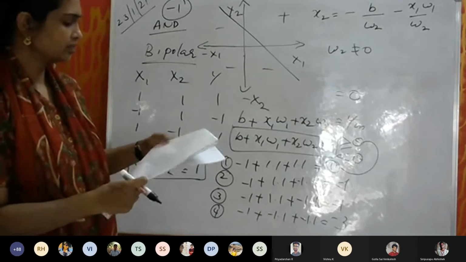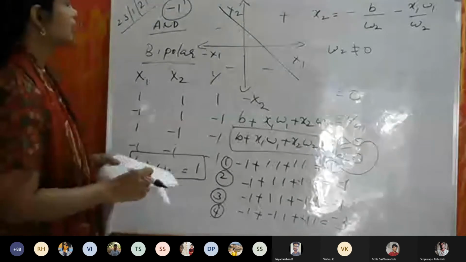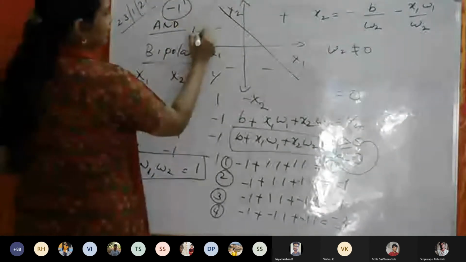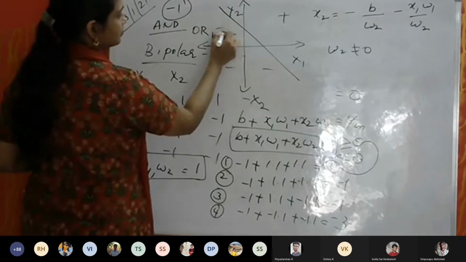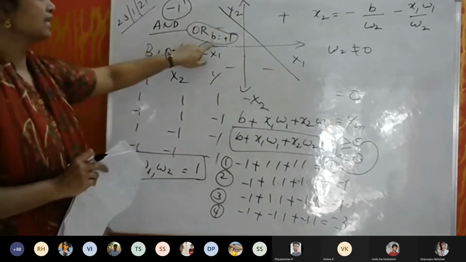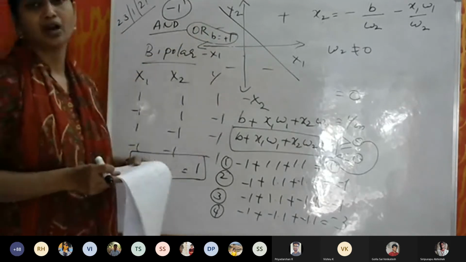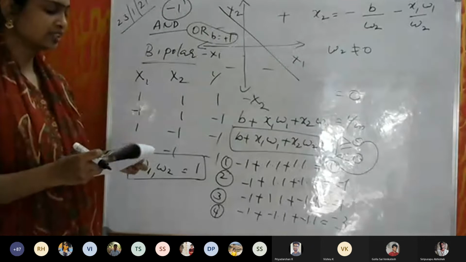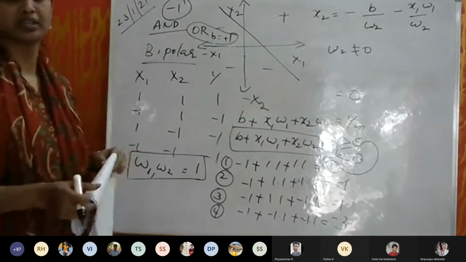Similarly, for the OR gate also, we can work it out. For the OR gate, you have to take b as +1. If you take b as +1, you will get the logic for the OR gate. You can take 2 minutes and try this.